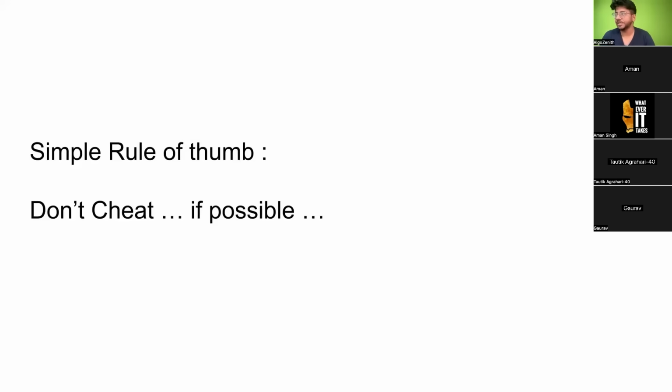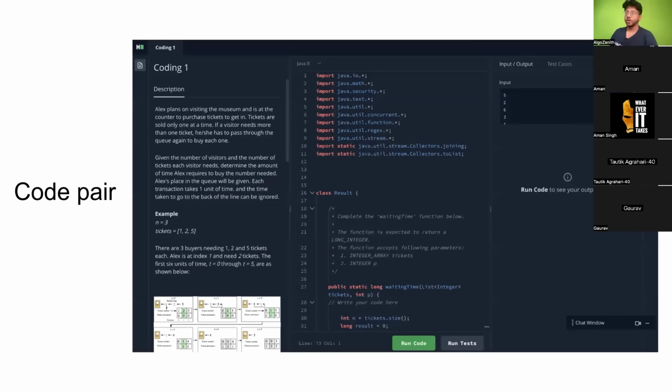Simple rule of thumb: don't cheat if possible, right? If you're somebody who cannot get through without cheating, then I don't know. But don't cheat if possible. They also have a CodePair tool, which is basically what is suggested for interviews. You will have a coding screen, and the admin or whoever is taking the test can run inputs and see the output of your code. So if you think your code didn't run, you don't know that, but they can run it on their end. You can also see the window of video and stuff as well. So if they use CodePair, then this will be the screen.